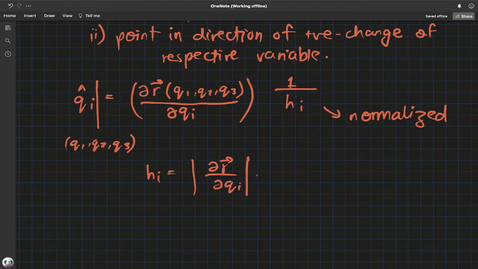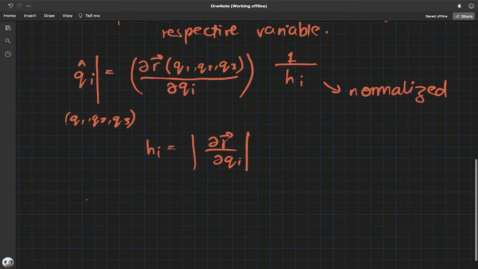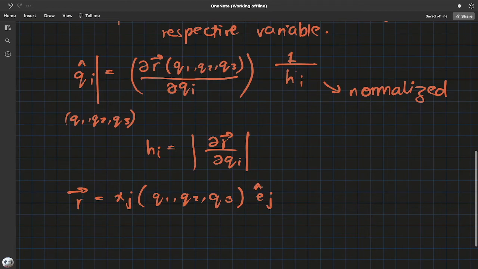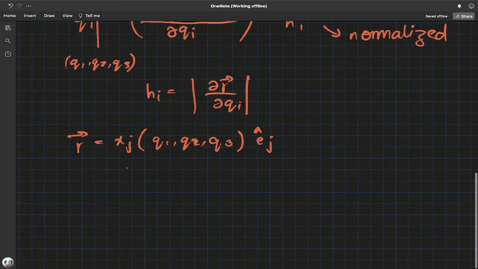So assuming you define your position vector as, say, xj(q1, q2, q3) ej hat. This is your position vector in the Cartesian system, because we have these Cartesian basis vectors, but each component x, y, and z is expressed in terms of these new variables of the curvilinear system.